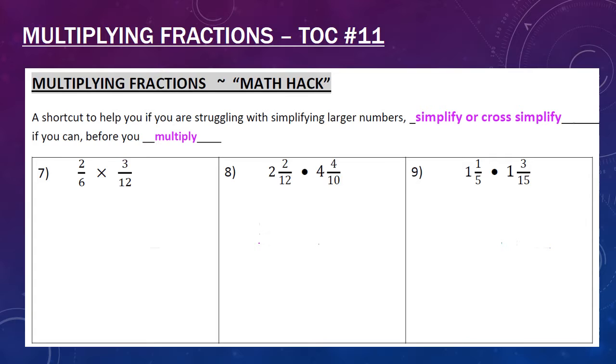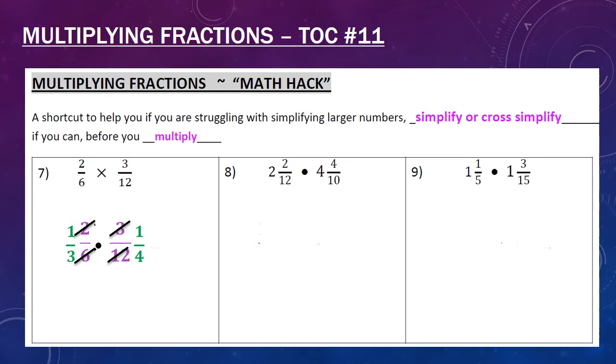So look at your first example, number 7. I have 2/6 and 3/12. 2 over 6 can be simplified by dividing them both by 2, and it becomes 1/3. 3/12 can also be simplified by dividing them both by 3. If I divide them both by 3, I end up with 1/4. Now, look at the green numbers. Don't focus on those purple ones anymore because they're gone. We simplified them. So now we have 1/3 times 1/4.